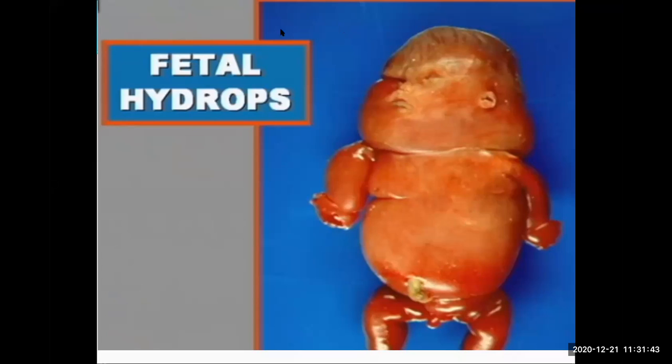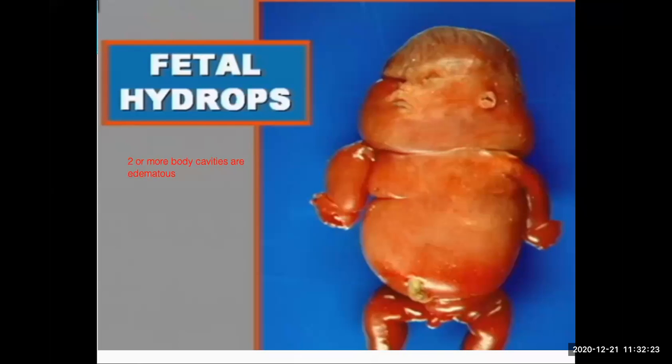To define fetal hydrops, let me write this for you. Fetal hydrops means two or more body cavities of that fetus are edematous, meaning they have a collection of fluid. Now, what are the body cavities in our body or in that fetus? Can you name them? What are those body cavities here?